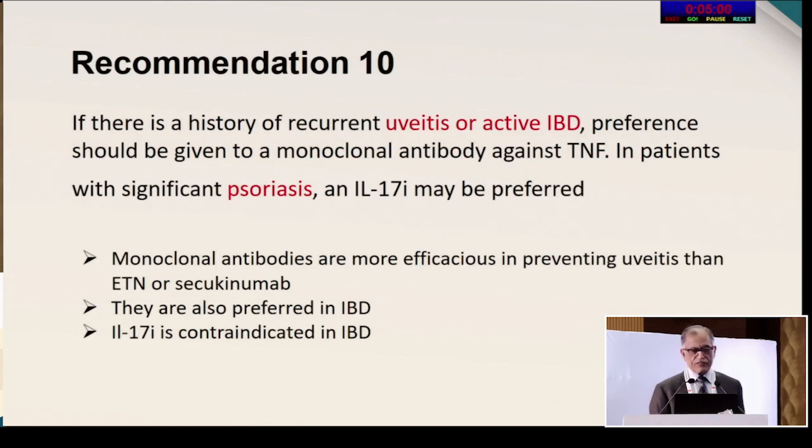10th recommendation is that if there is a history of recurrent uveitis or active IBD, preference should be given to monoclonal antibody TNF inhibitors. In patients with significant psoriasis, of course, IL-17 inhibitor is the choice. Why? Because monoclonal antibodies are more efficacious in preventing uveitis than etanercept or secukinumab. They are also preferred in inflammatory bowel disease. IL-17 inhibitor is, of course, contraindicated in IBD.